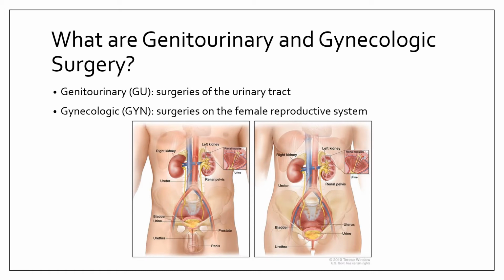We call it GU-GYN surgery. GU surgery is basically any surgery of the urinary tract system, and GYN surgery is surgery of the female reproductive system. So this often includes anything from cystos, kidney stone extractions, prostate surgeries. For GYN would be any hysterectomies, any sort of dilation and curettage or D&C, anything like that.